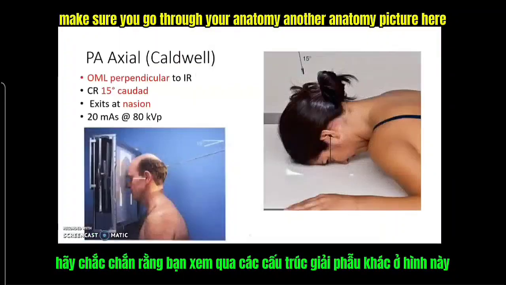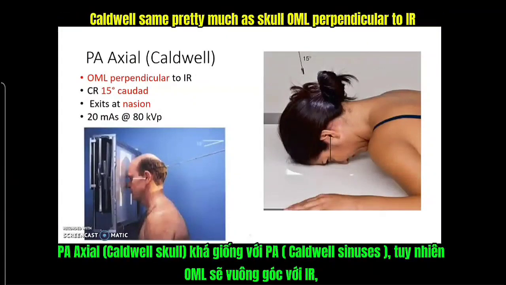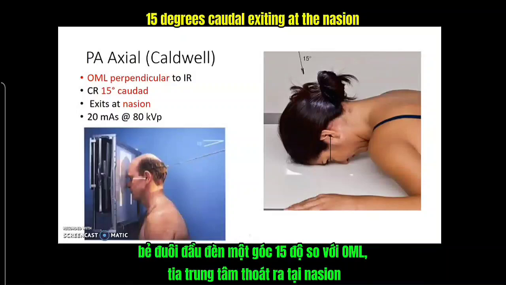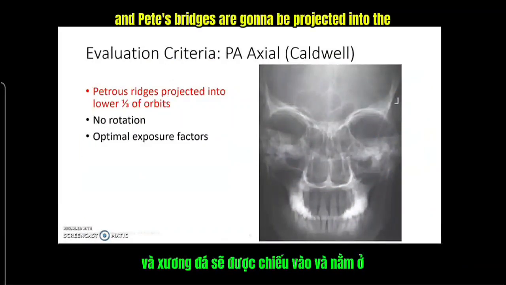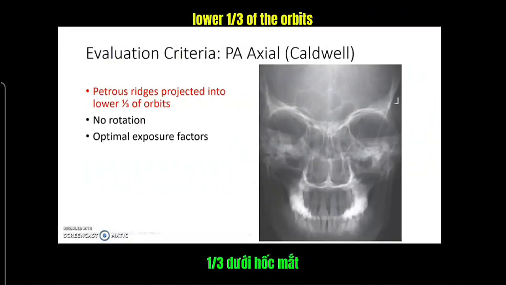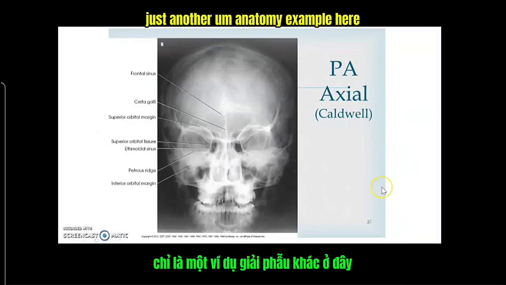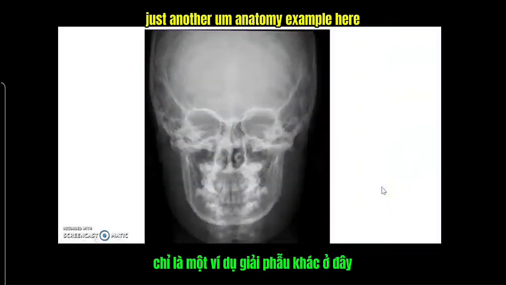Another anatomy picture here. Okay, Caldwell, same pretty much as skull. OML perpendicular to IR. You're going to have your central ray 15 degrees caudad, exiting at the nasion. And petrous ridges are going to be projected into the lower third of the orbits. Same. Just another anatomy example here.